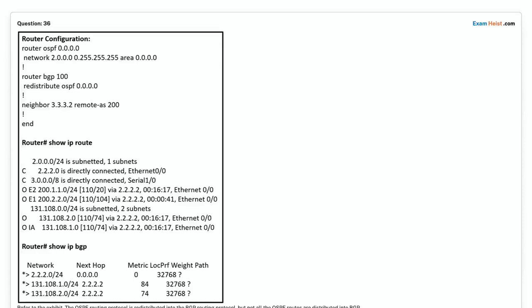Option A. Include the word external in the redistribute command. Option B. Use a route map command to redistribute OSPF external routes defined in an access list. Option C. Include the word internal external in the redistribute command. Option D. Use a route map command to redistribute OSPF external routes defined in a prefix list. Choose the correct answer. Correct answer is option C. Include the word internal external in the redistribute command.